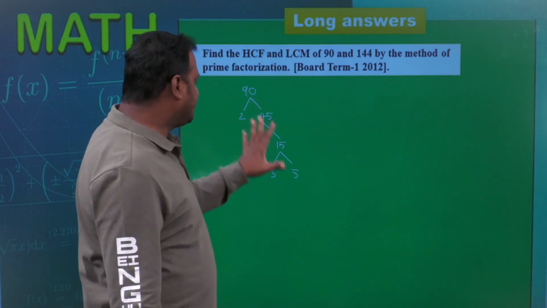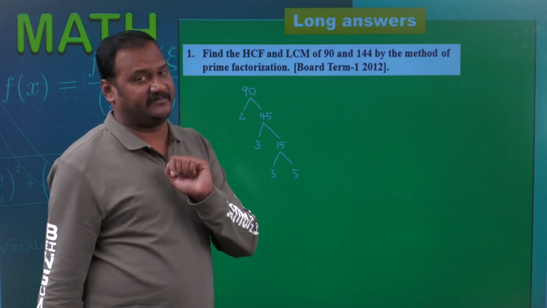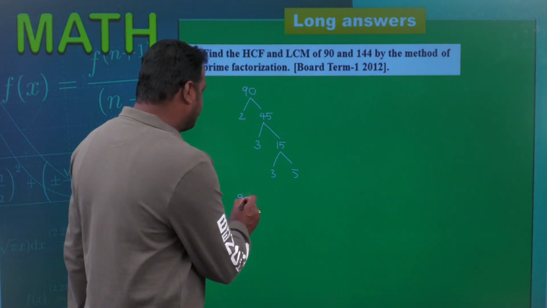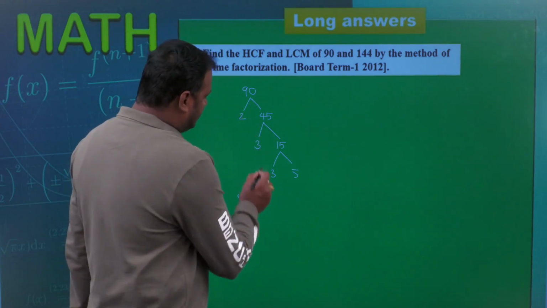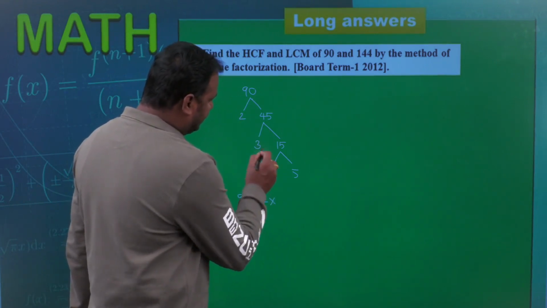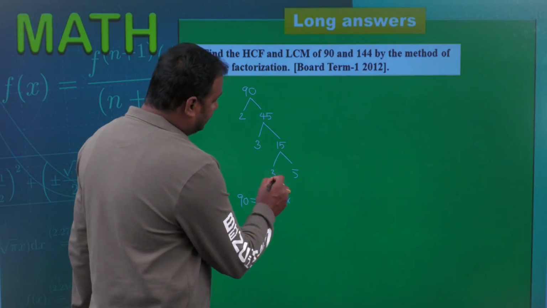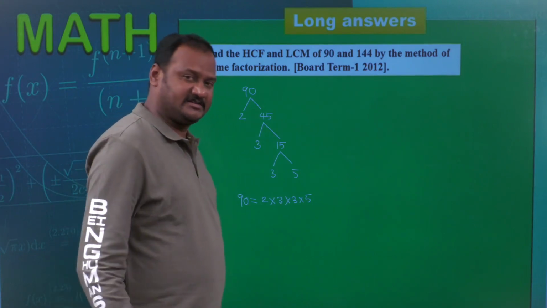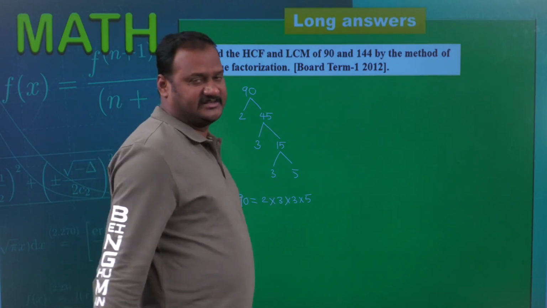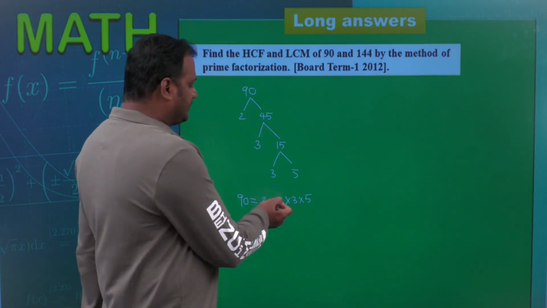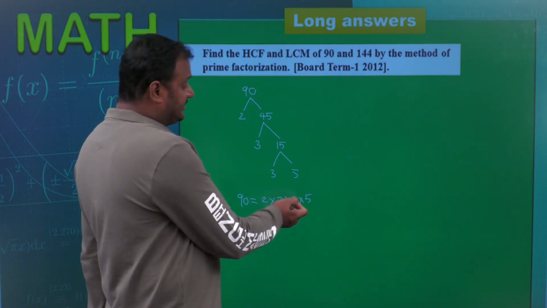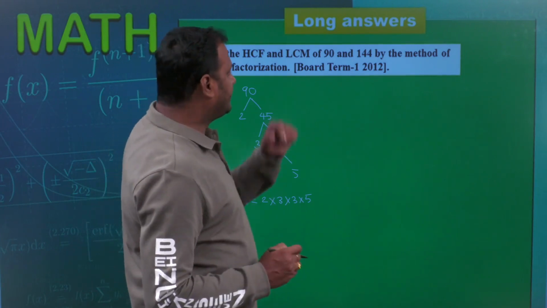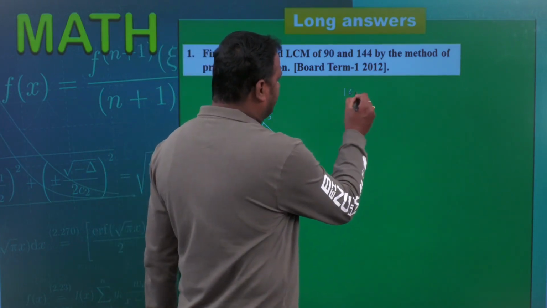Right? So all of them are factors, but we need only prime factors. So that is why I am going to write this 90 as 90 is equal to 2 times 3 times 3 times 5. Got it? If you want to check whether your answer is right or wrong, you just multiply them. 2 3s are 6, 6 3s are 18, 18 5s are 90. Got it? Now, moving on to the next number, that is 144.